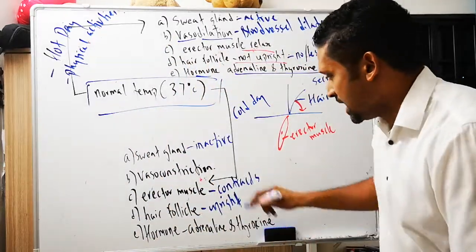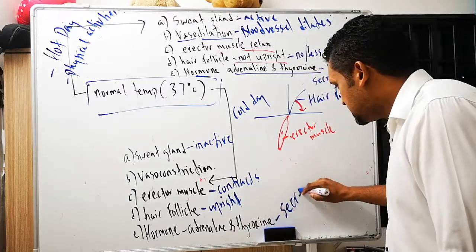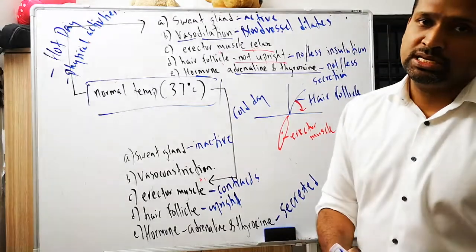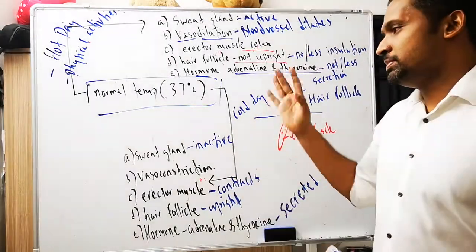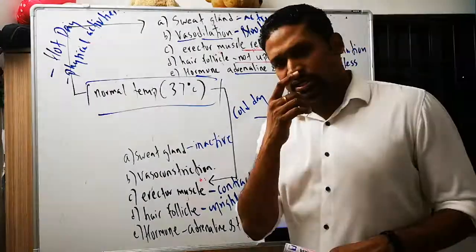Okay, clear on this. So upright, hormone adrenaline and thyroxine secreted. Why secreted? This is to generate more heat. This is one part in chapter 3. Pay extra attention. Other than that, got a little bit more on the urine production.